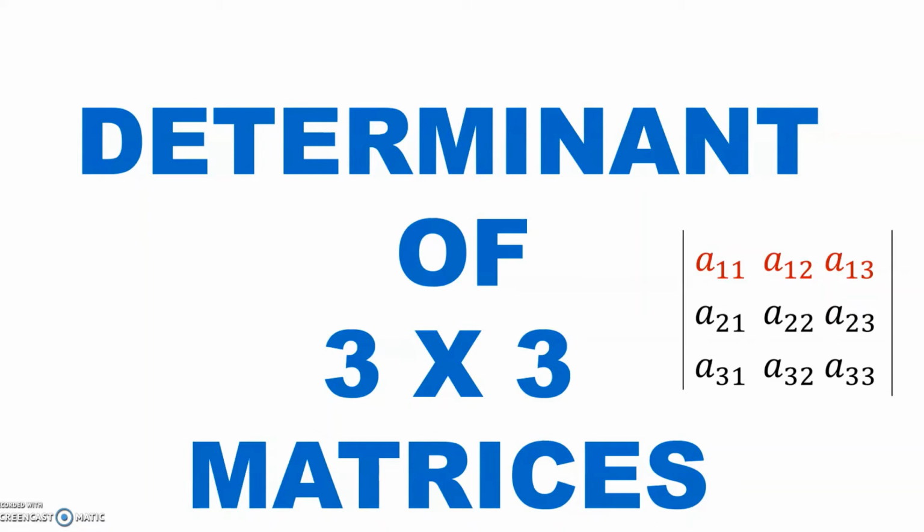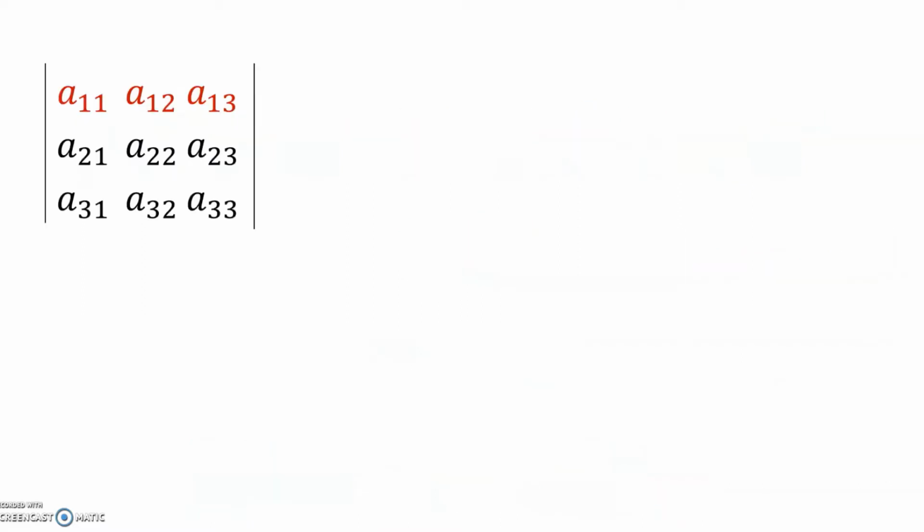In this video, we will learn how to find the determinant of a 3 by 3 matrix. A notable thing is, determinants can only be found for a square matrix. If the matrix does not have an equal number of rows and columns, then you cannot find the determinant of that matrix. Let's proceed.